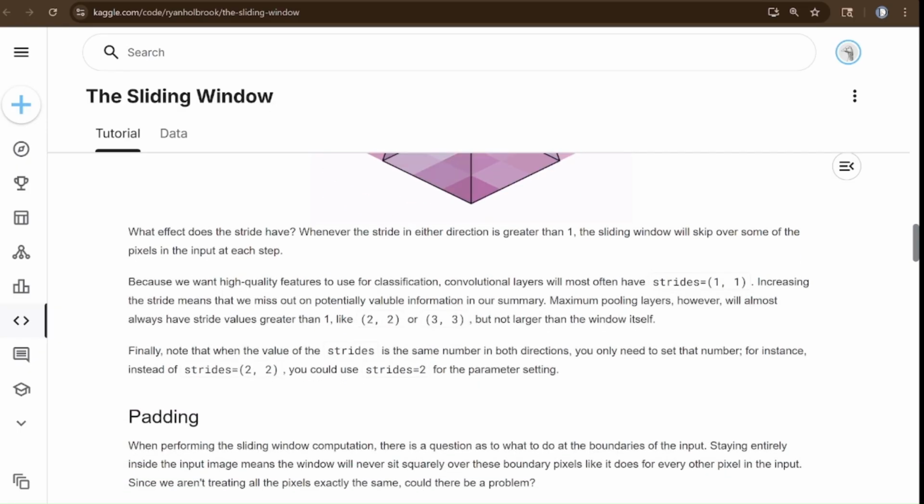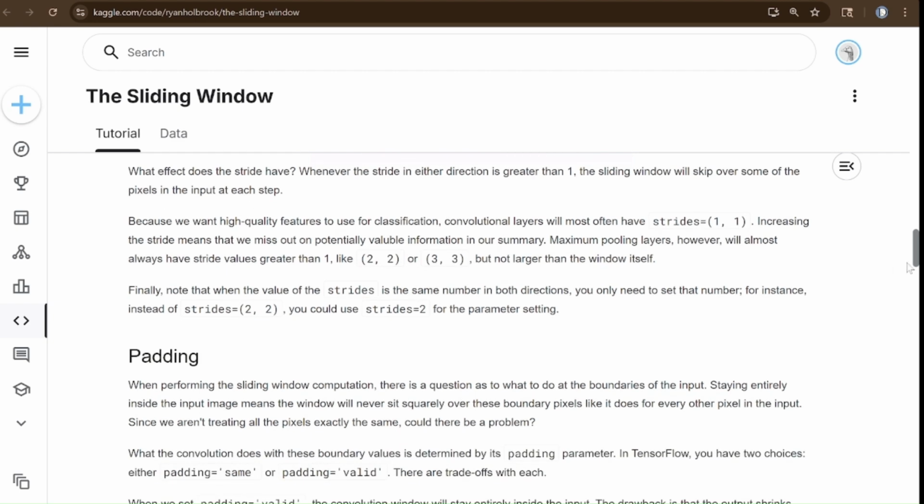Okay, so because we want high quality features to use for classification, convolutional layers will most often have strides 1, 1. Because I want to consider everyone. I don't want to skip anything. I want it to be the best. So most of the times it is taken as 1, 1. But depending on your need, you can change also.